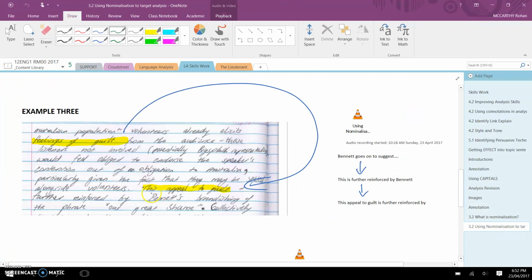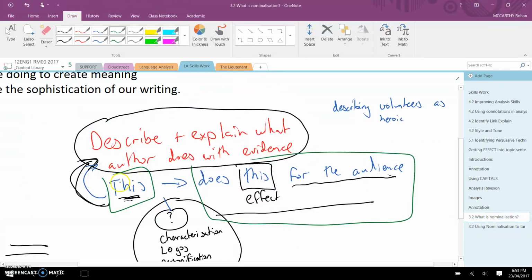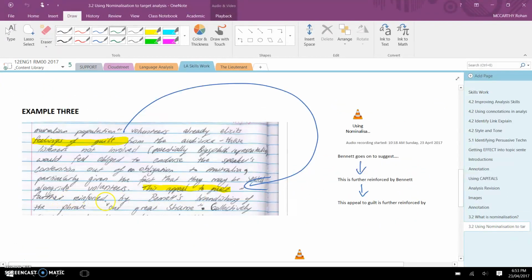Then they've got this little phrase here, this appeal to guilt. So see how that's this, giving it a name, and then they're going to talk about the effect. It's further reinforced, so they're actually linking it then to something else that's happening. Let's have a look over here and see how we could have written what this person's written here. So you could have simply said, Bennett goes on to suggest. So you've got your author, and you're just linking it to the next part.